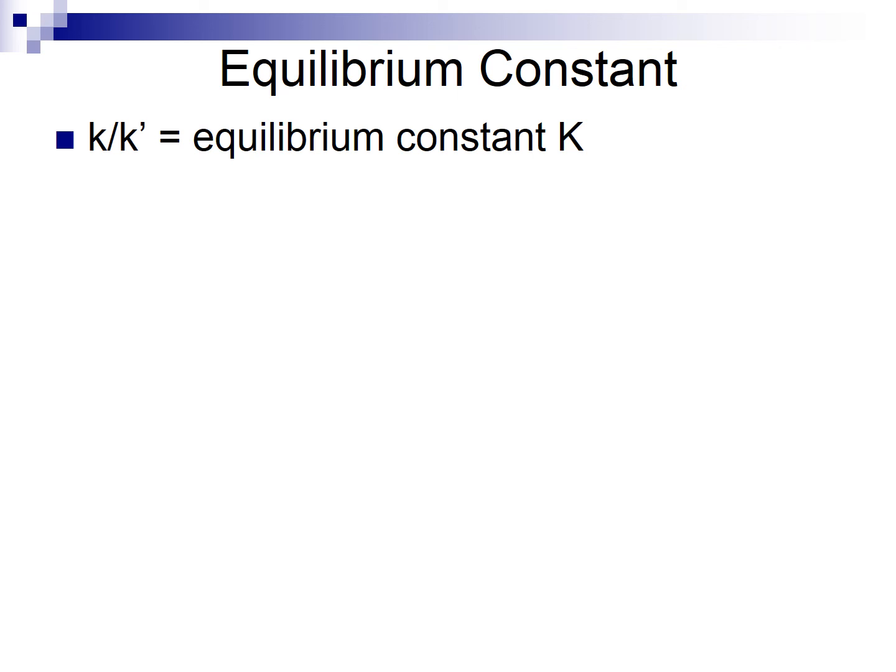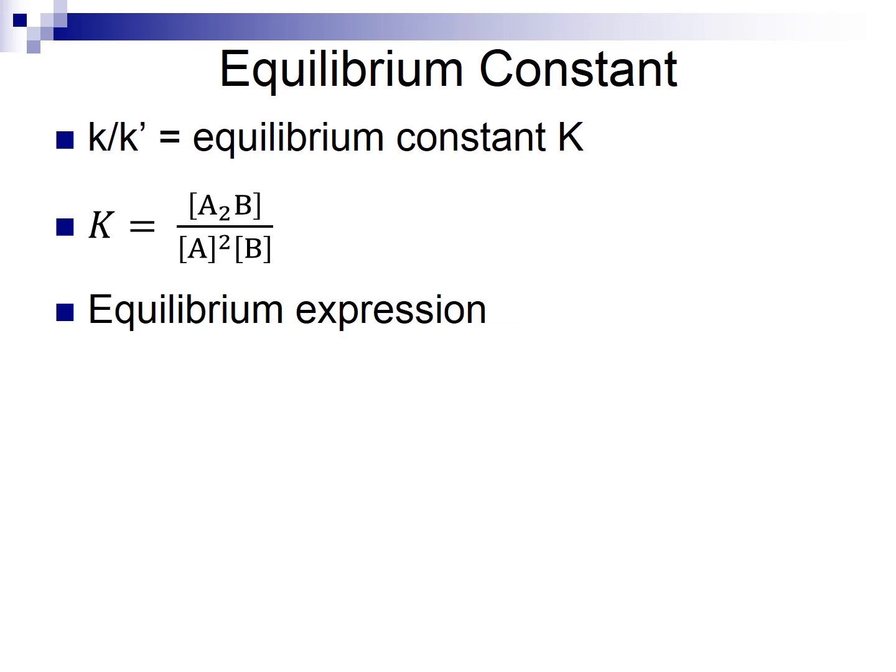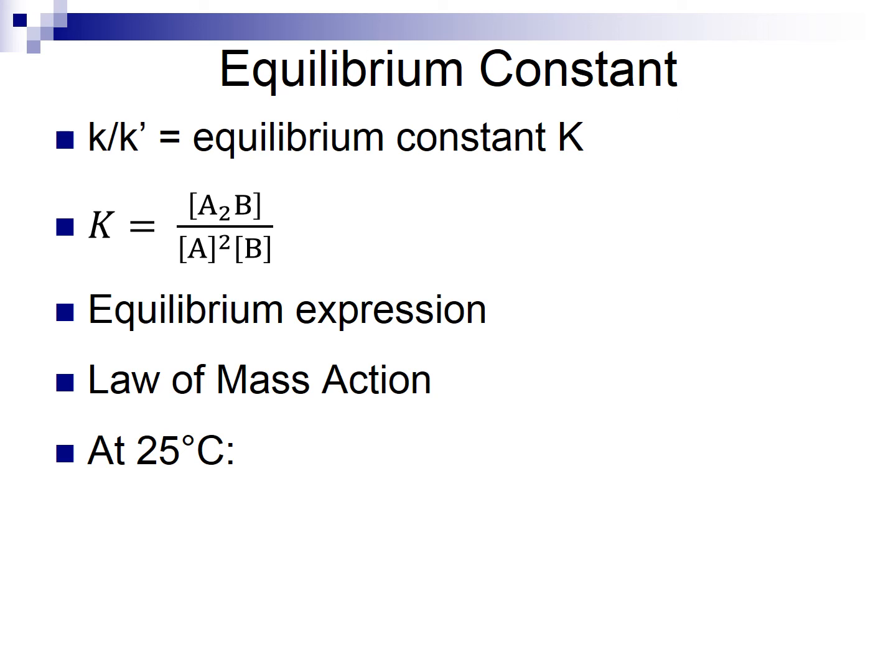The value, as we know, of any rate constant is temperature dependent, and this is why the overall equilibrium constant K is temperature dependent. This then produces an equilibrium constant K being equal to the concentration of A2B over the concentration of A squared times the concentration of B. This is the equilibrium expression for this particular reaction. We call this the law of mass action, this relationship of product to reactant raised to stoichiometric coefficients producing an equilibrium value.